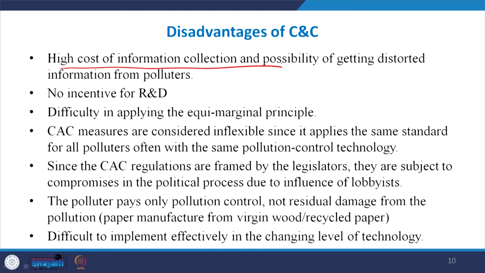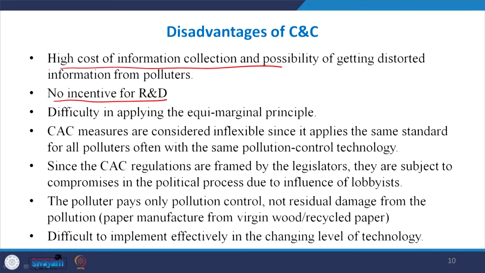And second and most important is no incentive for R&D. Actually, in the case of economic incentives, the companies are free to use any kind of technology, any kind of production process, and a company can spend money on innovations to reduce the emissions or evolve a better resource conserving technology, etc. But once you have the command and control system, the company has no such incentive to go for R&D. So, this is the major problem.